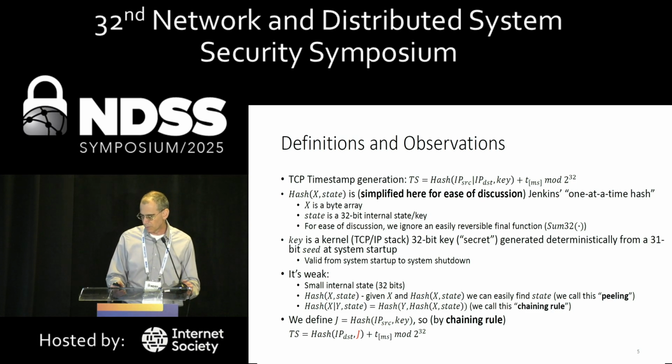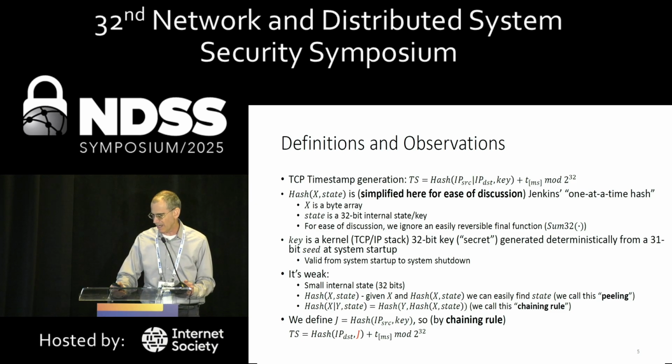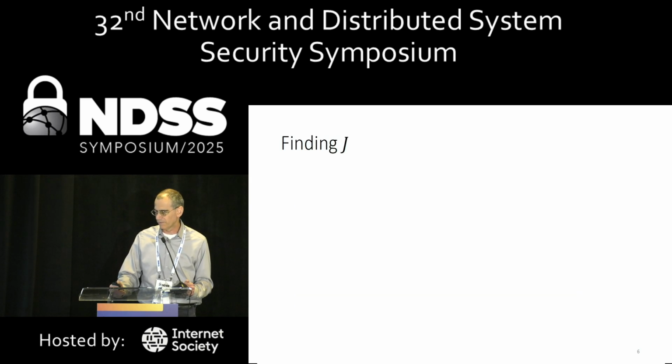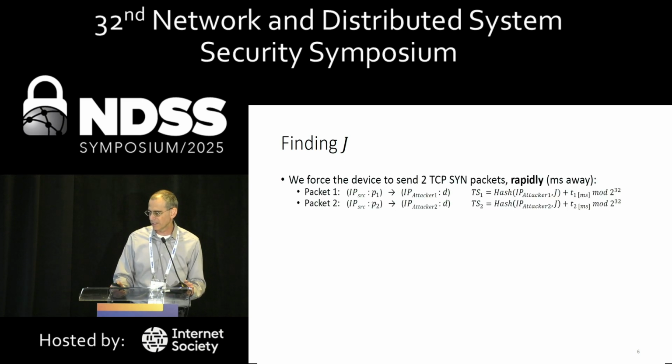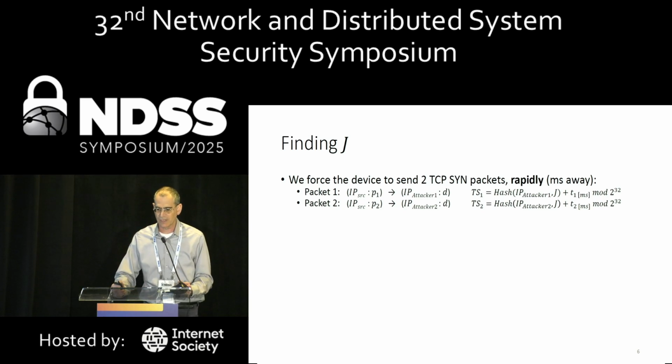So by the chaining rule, we can see that the timestamp is a hash of the destination IP address with a quantity called J, plus the time in milliseconds. Now, the first order of the day is to find J, and we do that by forcing the Fuchsia device, using malicious JavaScript in the browser, maybe forcing the user to navigate to an attacker site.